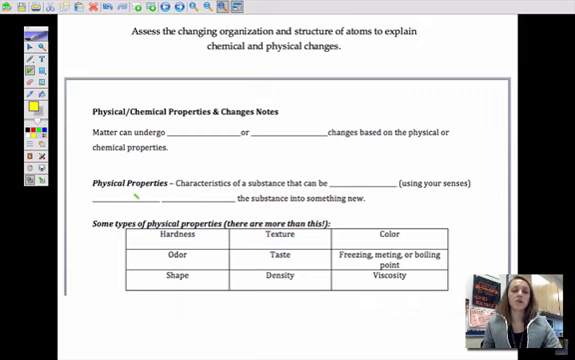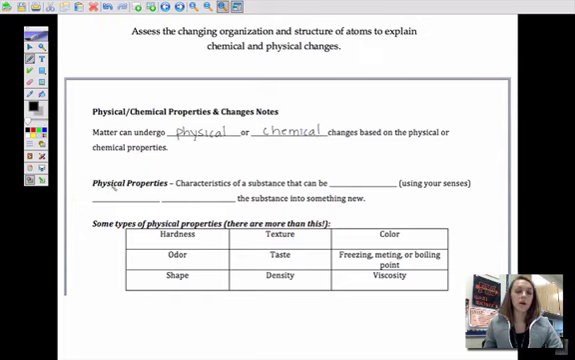Our last target in our matter unit is to assess the changing organization and structure of atoms to explain chemical and physical changes. Or in other words, are things undergoing a physical or a chemical change, and then what are their particles looking like? So in order to talk about physical and chemical changes, we first need to talk about their physical and chemical properties. So matter can undergo physical or chemical changes based on their physical or chemical properties.